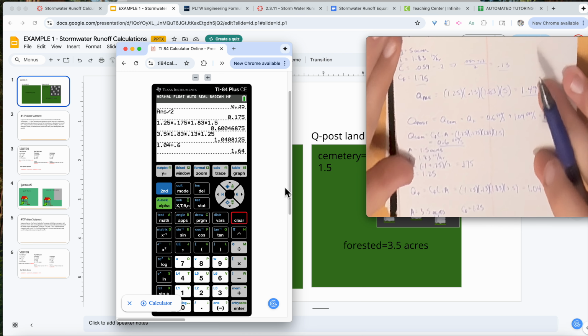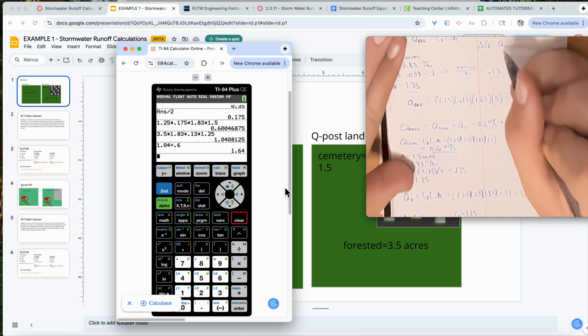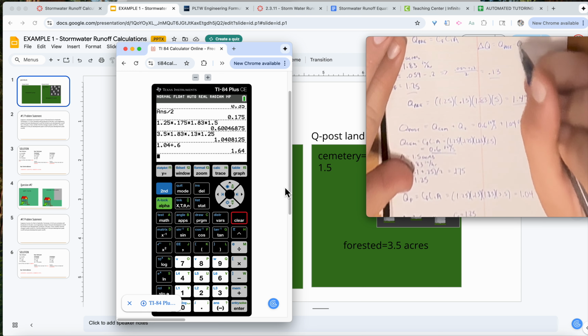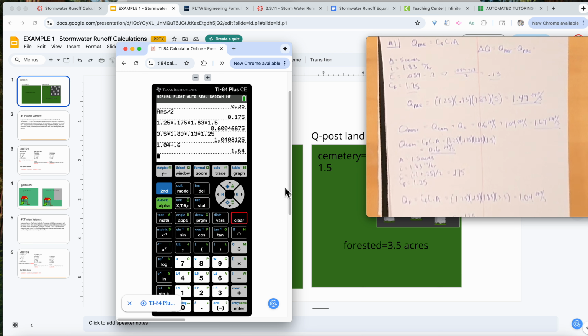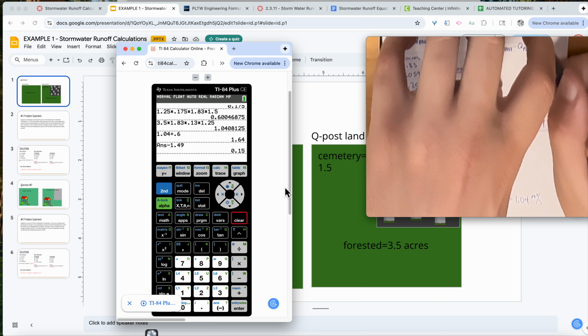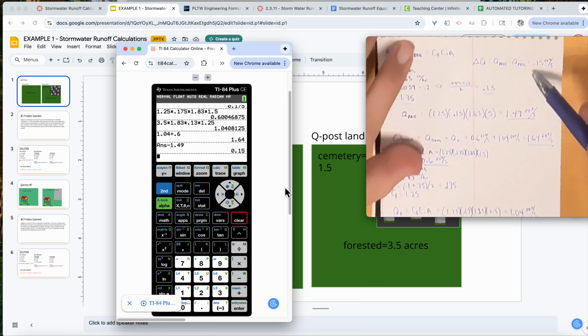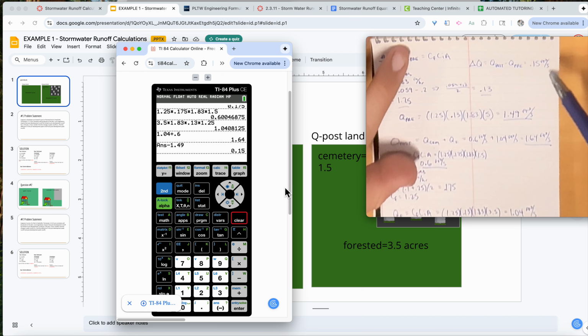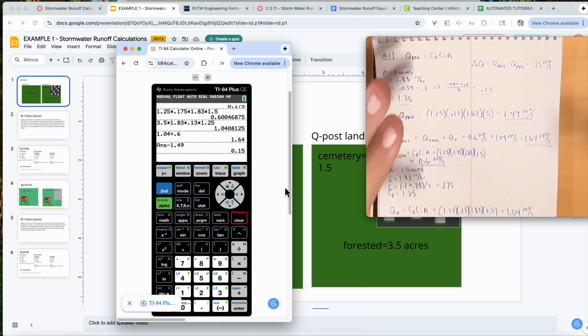Let's say we want to find the change in Q. Basically we take Q post minus Q pre, so it's just the difference between these two numbers. If we calculate that out, we take 1.64 minus 1.49, and we find the difference is 0.15 cubic feet per second. So basically we're going to have 0.15 cubic feet of water per second leaving this property because of the fact that we added in a 1.5 acre cemetery.